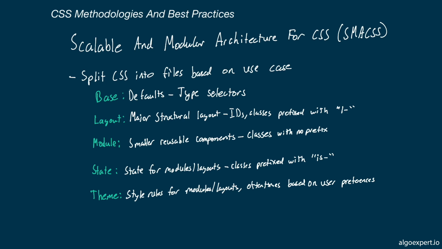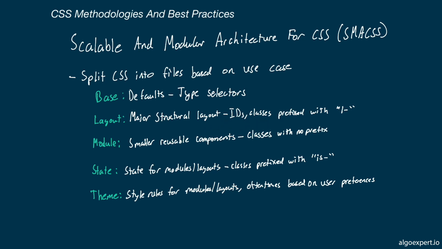The idea here is to actually split our CSS into roughly 5 different files, although for simpler projects you might not need all 5. First, we have the base file, and this is for defaults, so it is just a bunch of type selectors. Next, we have the layout file, which contains the major structural layout for the page. This uses a combination of ID selectors and class selectors.